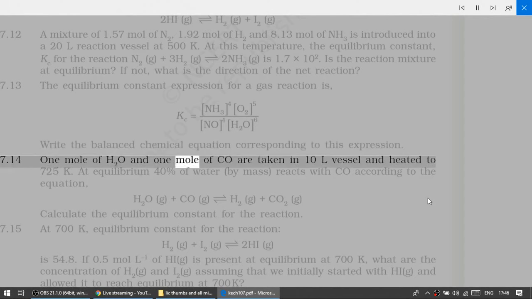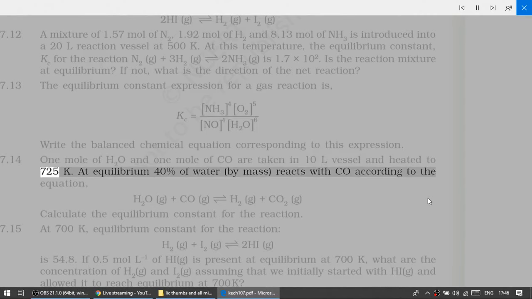7.14 1 mole of H2O and 1 mole of CO are taken in 10 L vessel and heated to 725 K. At equilibrium 40% of water, by mass, reacts with CO according to the equation, H2O(g) + CO(g) ⇌ H2(g) + CO2(g). Calculate the equilibrium constant for the reaction.